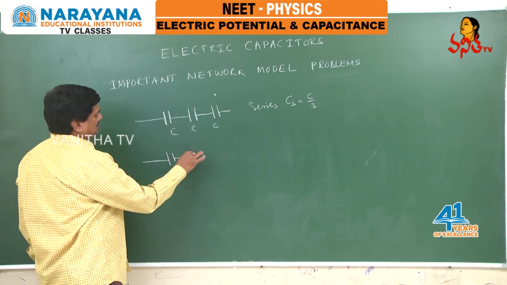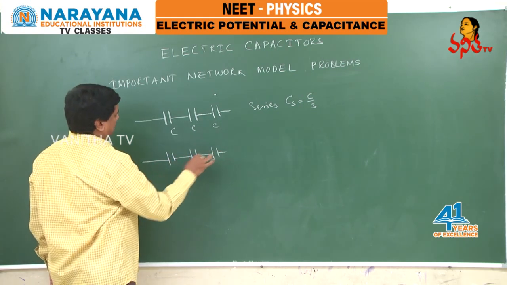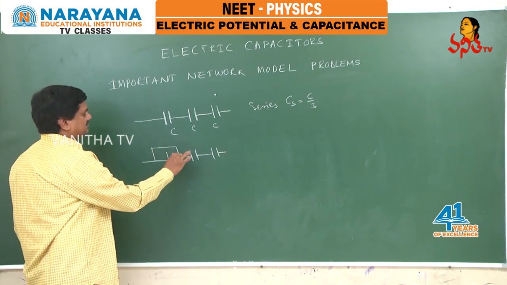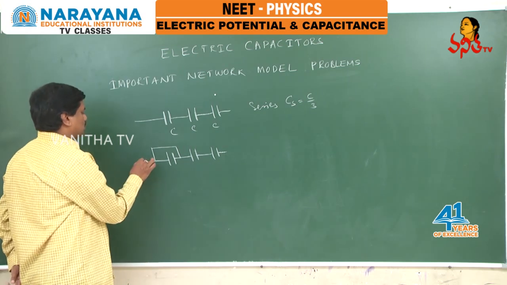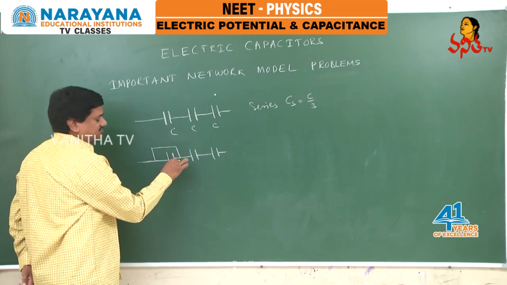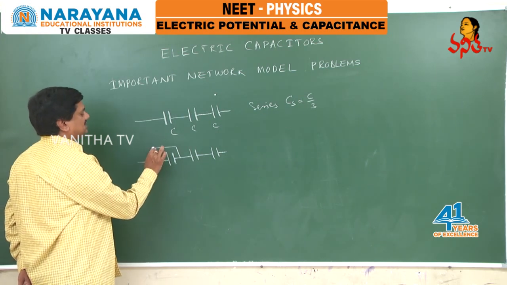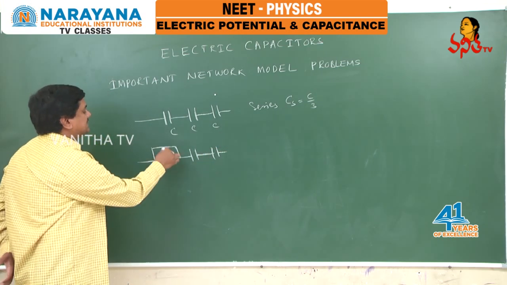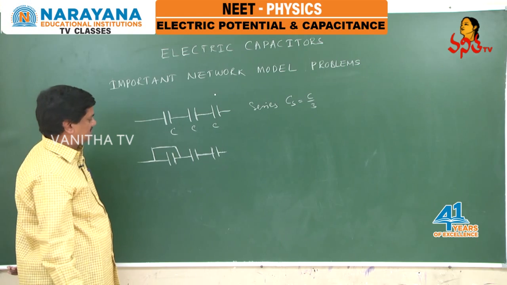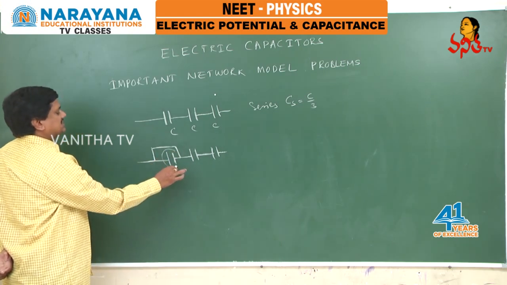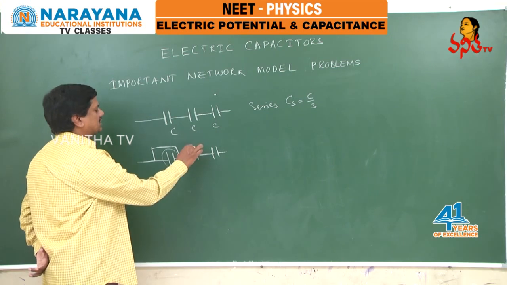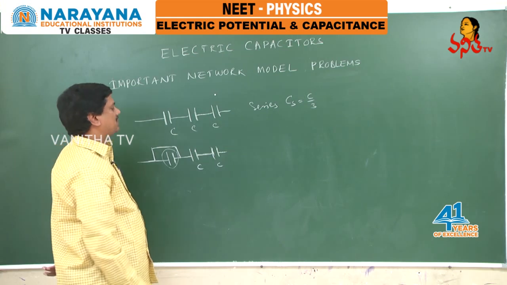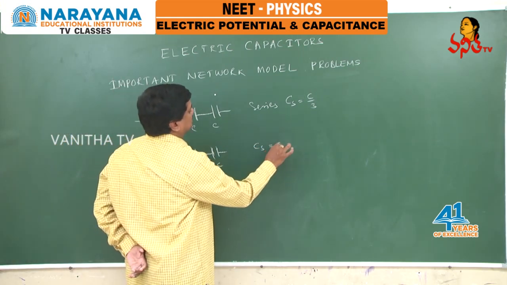Here, I will consider a concept called short circuiting or bypassing. That means if a wire is connected like this, charge need not enter into the capacitor. There is an alternate path. Charge will move like this. So this capacitor is short circuited or bypassed. Then you need not consider this. So there are only 2 capacitors, connected in series. So the effective capacitance becomes C by 2.